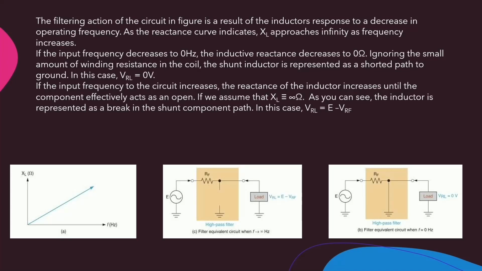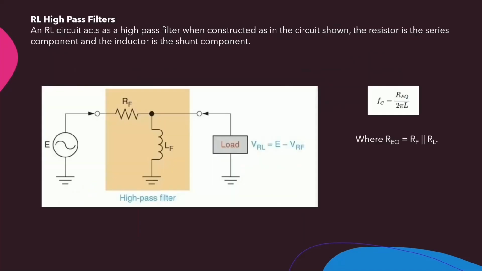If the input frequency to the circuit increases, the reactance of the inductor increases until the component effectively acts as an open circuit. If we assume that the reactance is infinity, as you can see, the inductor is represented as a break in the shunt component path. In this case, VRL is E minus VR.